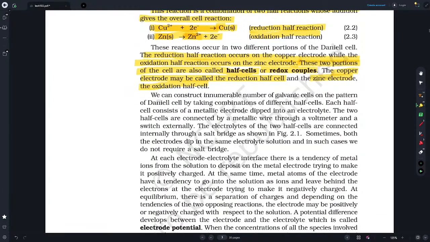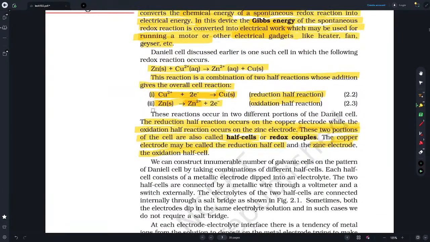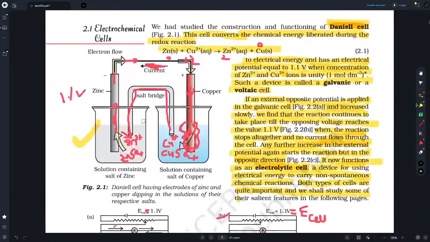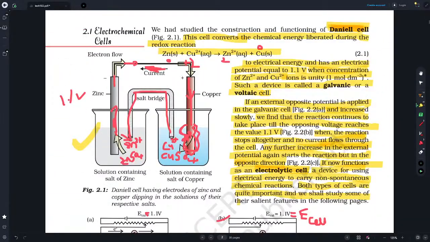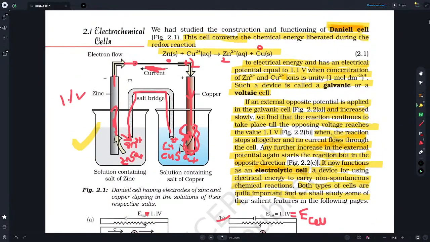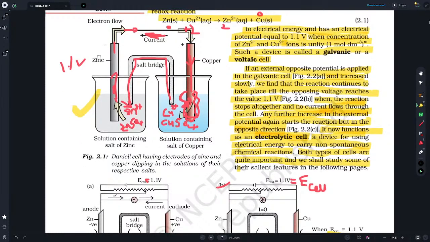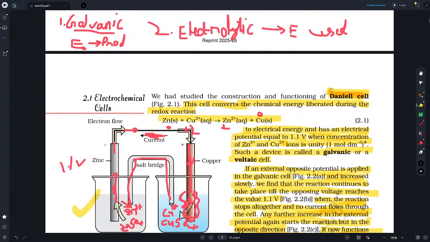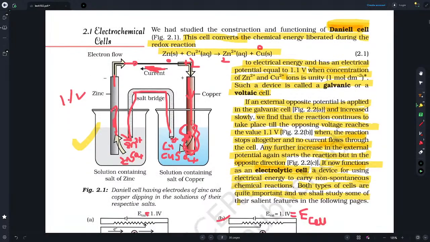Based on this kind of model, we can construct a number of cells with various different metals. As we only need the flow of charges, we can take different types of metals of innumerable pairs and form different kinds of batteries or galvanic cells in a similar model to the Daniell cell. And this is the Daniell cell.